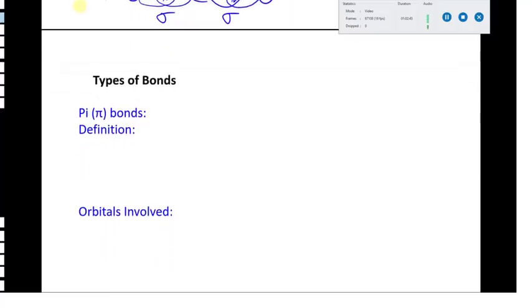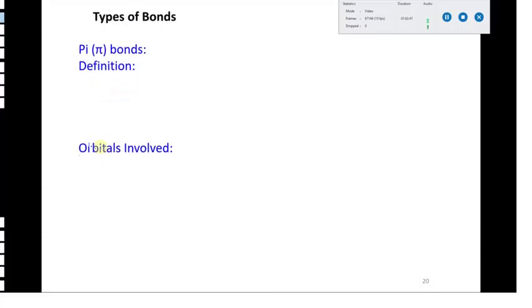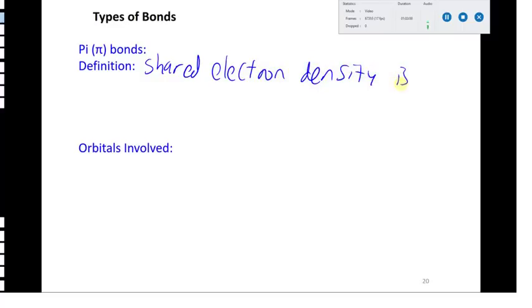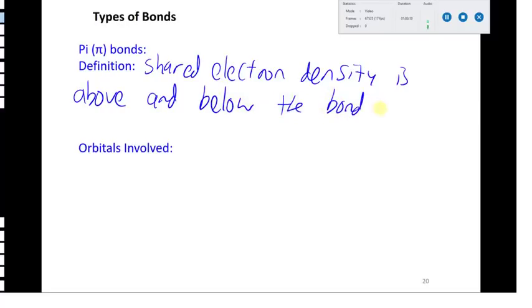But then the other type of bond that we have are pi bonds. Okay? So the definition of a pi bond is you have the shared electron density above and below the bond vector. All right? So you have shared electron density above and below. That means it's no longer along the direction of the bond. It's actually above and below those two.